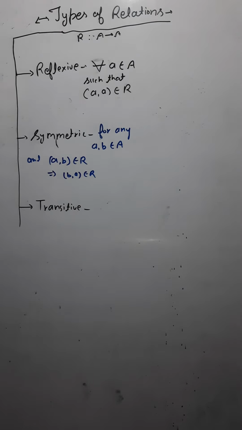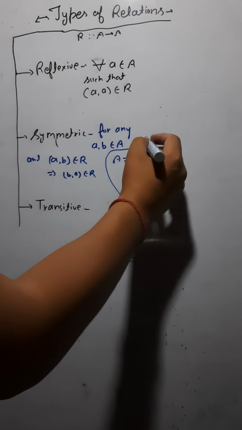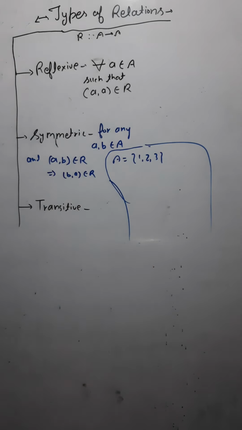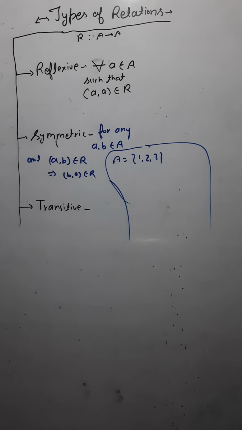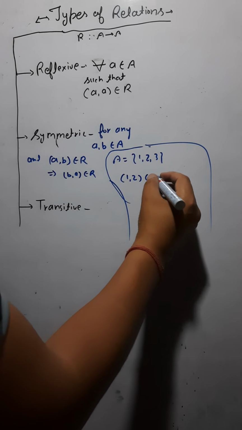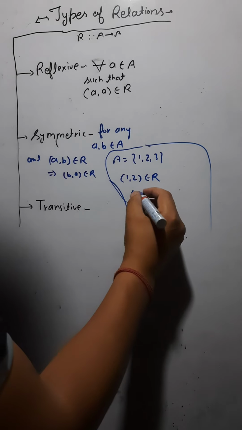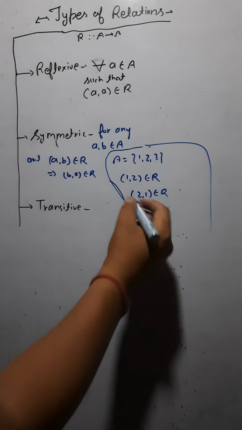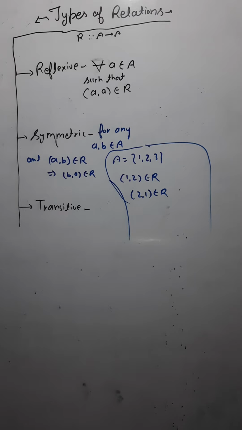But it is not for all the elements. You take any two elements a, b. Let me give you an example. Let's say we have a set A and it has the elements 1, 2, 3. In the relation, you have the ordered pair (1, 2) in R. Now if you also have (2, 1) in R, then only you would call this relation a symmetric relation.